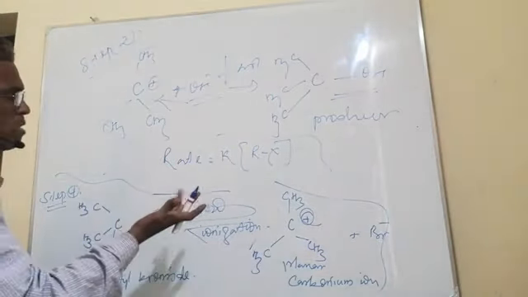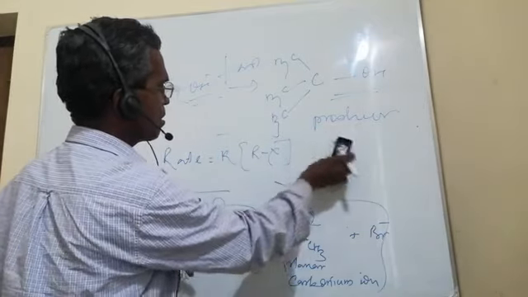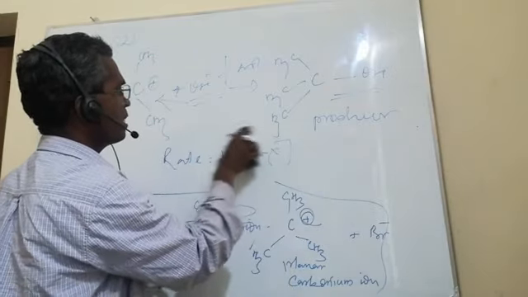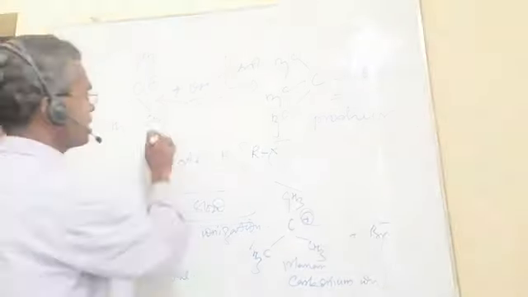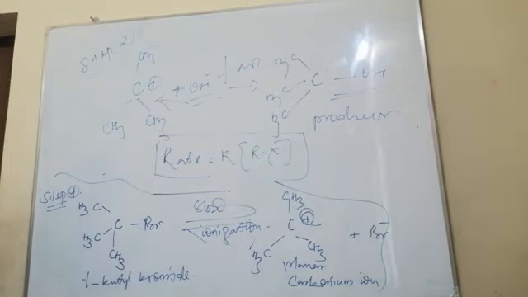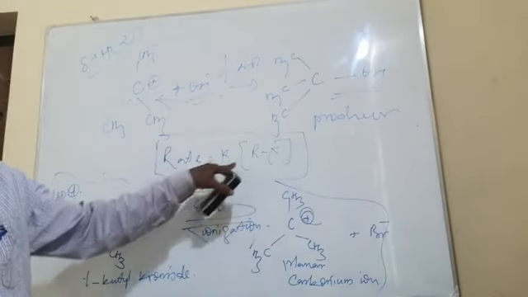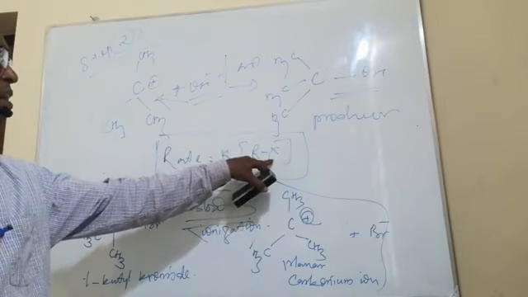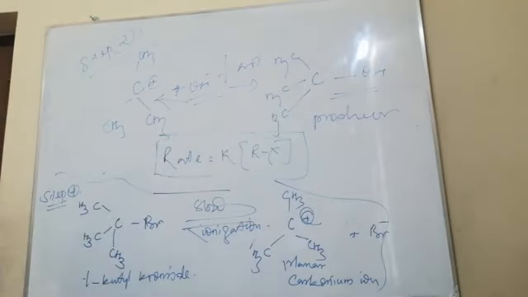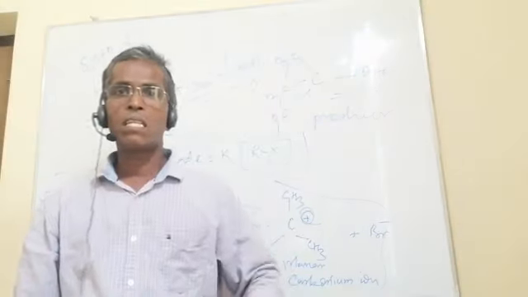Whereas in the case of SN2, the concentration of substrate plus the concentration of Y minus is also taken into consideration. In calculating the rate of this SN1 substitution, we never take into consideration the second step, because that step takes place in a fast manner. Therefore, the rate law is equal to K, the rate constant, multiplied by the concentration of the substrate alone.